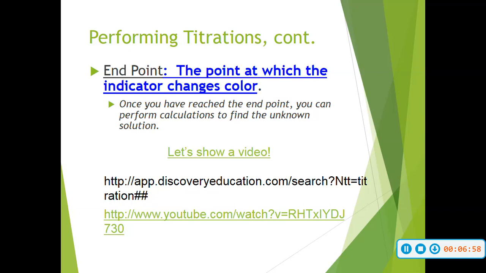And really your indicator, the color that you're looking for is a very light, pale pink color if you're using phenolphthalein as your indicator. Now once your indicator turns a very bright pink or magenta color, you're no longer neutral. You are strictly a base now.